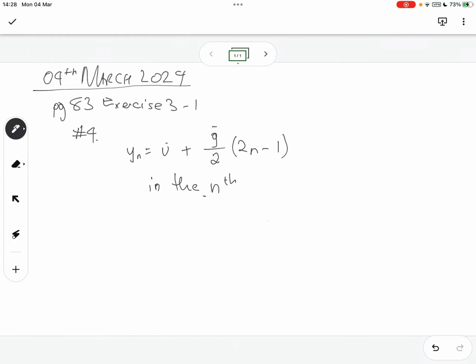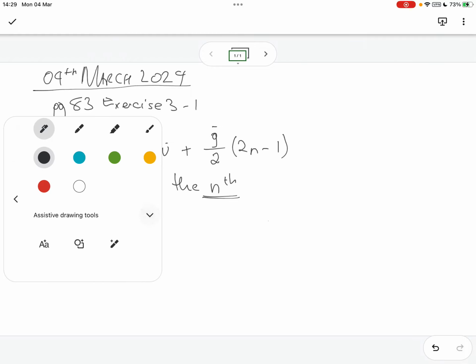So for this one, in the nth second, right? This is more or less how we can express the motion of the ball in the y direction. Alright, so u is our initial velocity, which is when the ball gets dropped.